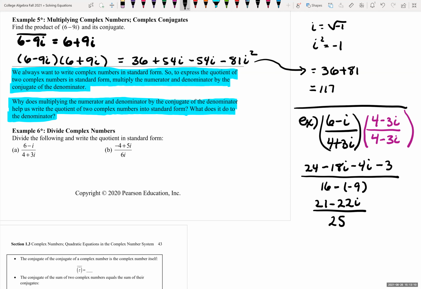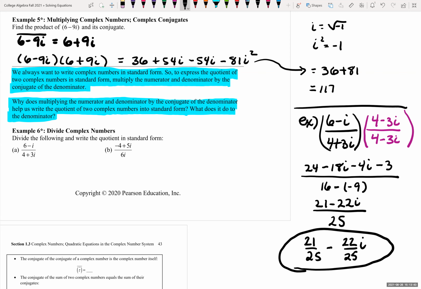This is not in standard form. So if you went in and plugged this into the computer, it's going to probably say you have the right answer, but not in the correct form. So remember, it's the real part plus the imaginary part. So when you have a fraction, we want to break it down as two separate fractions. So we can rewrite this as 21 over 25 minus 22 over 25 i. And so there we have the division of two complex numbers. So any questions on that one?